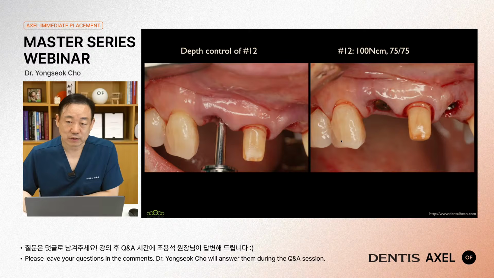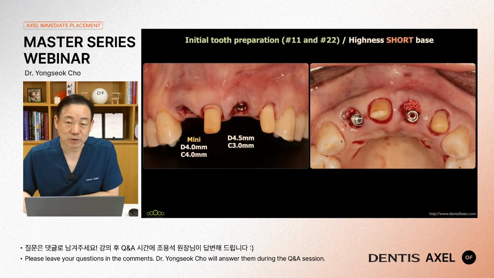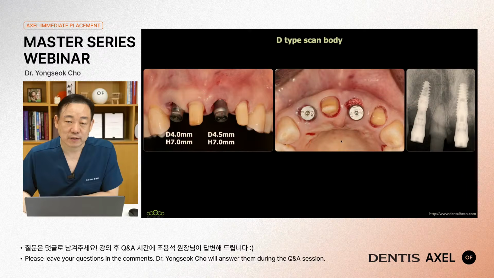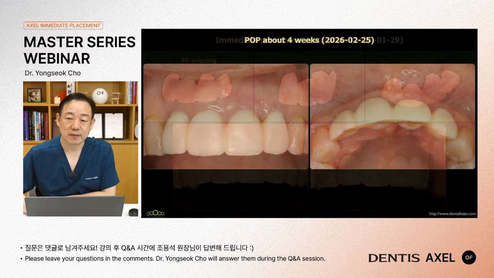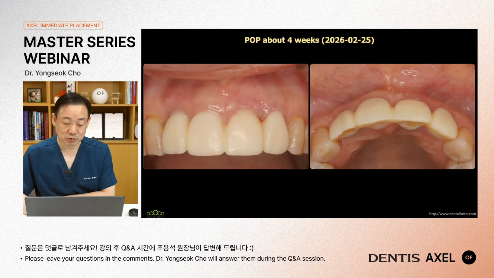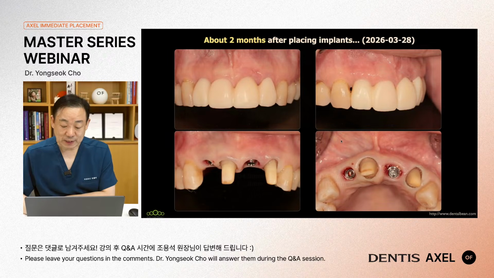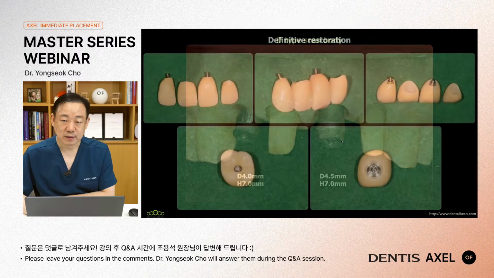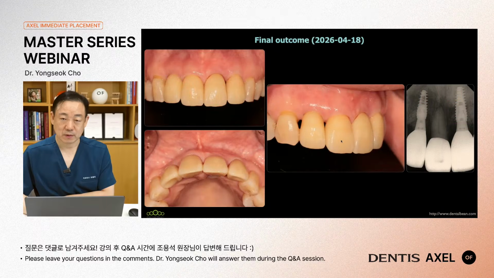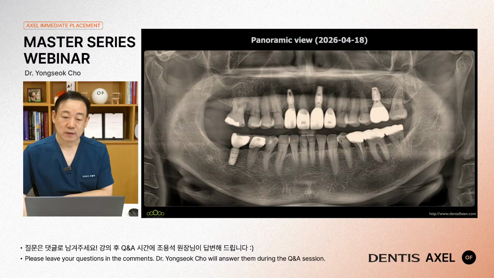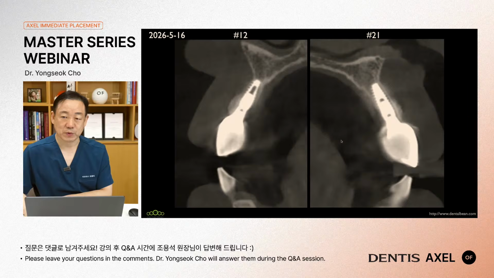Path control was done. It looks too much tilted, so I immediately controlled the path. And for provisional restoration, took impression connecting cement-retained base abutment. Okay, yeah. Provisional restoration delivered to patient. After nice healing process, definitive restoration fabricated. Okay. The last crown delivered to patient. Okay. And here is the CT view.